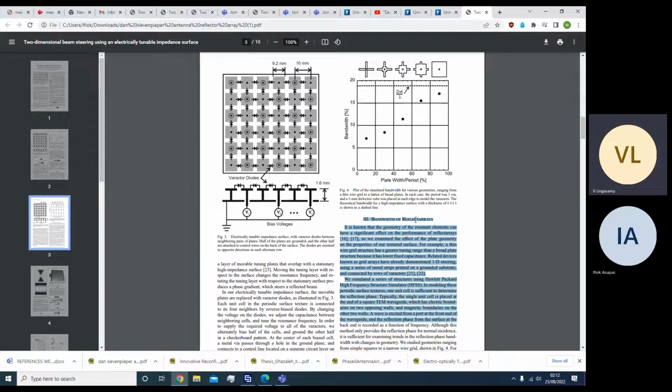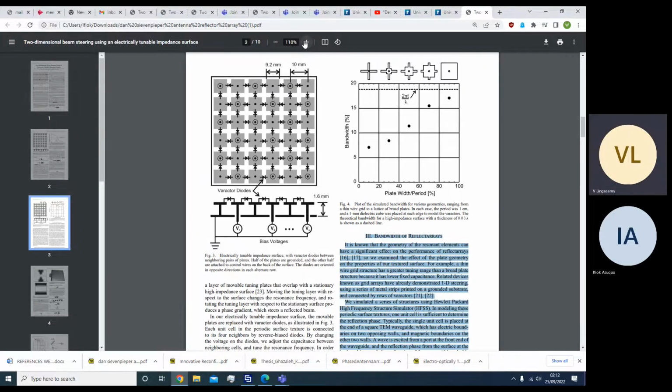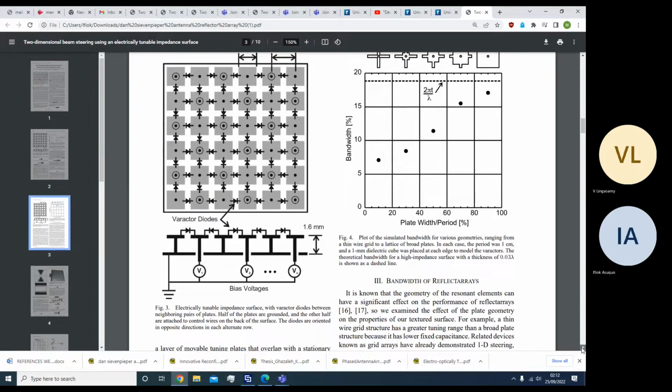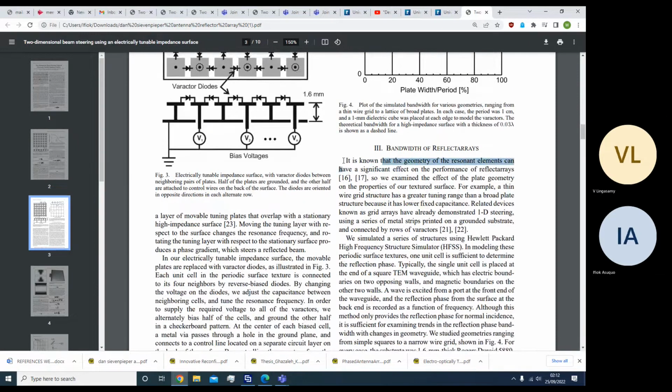Problem. It's the bandwidth of reflectarrays. It is known that the geometry of the resonant elements can have a significant impact on the performance. Can you zoom a bit? Zoom a bit, please. Okay, sorry. Can you see now? Yeah, now I can see clearly. Just here, can you see?